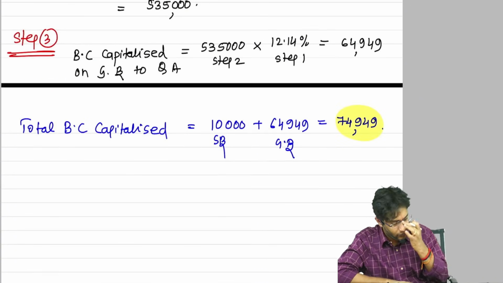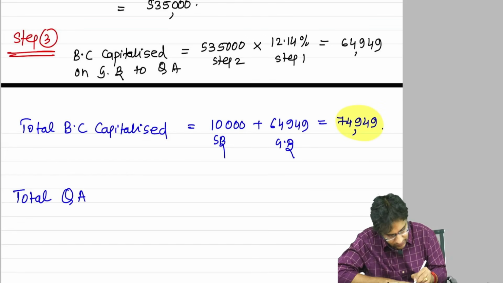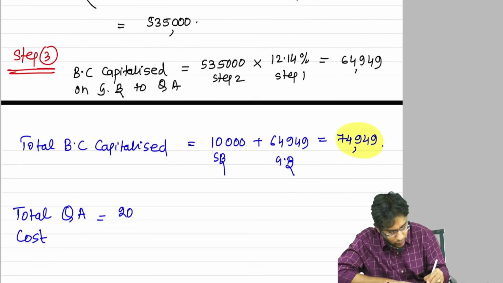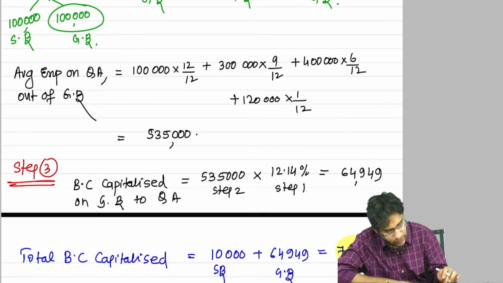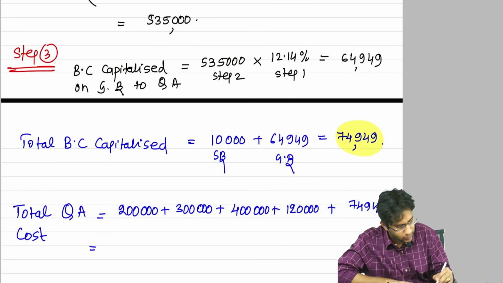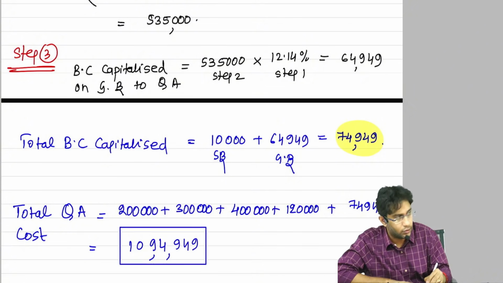Right. Now, that fellow asked total cost of capitalization. Total qualifying asset cost is equal to whatever expenditures you spent, everything you add, 2 lakhs plus 3 lakhs plus 4 lakhs plus 1 lakh 20,000 plus finally 74,949. 7, 10, 10.20, 10.94. That is your 6 to 8 marks stuff, sir.